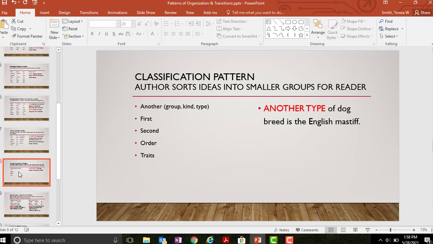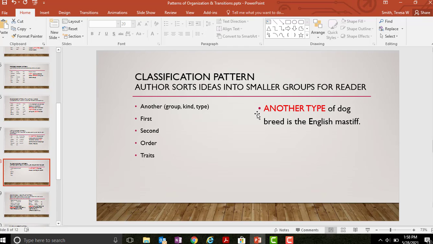The next pattern is called the classification pattern, and this is when the author sorts ideas into smaller groups for a reader. And some key words would be another. Anything when it says another group, another kind, or another type. And also when you see the words first, second, order, and trait, and when order and traits are given.